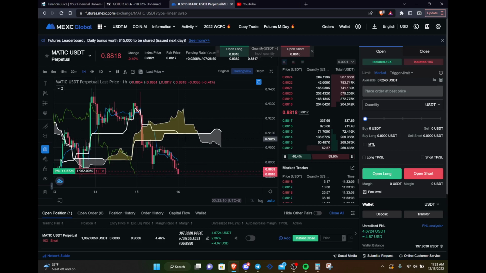But this is going to be the new account challenge, the update going forward. So hopefully we can find the same success we did in the last challenge we did on the MEXC account.